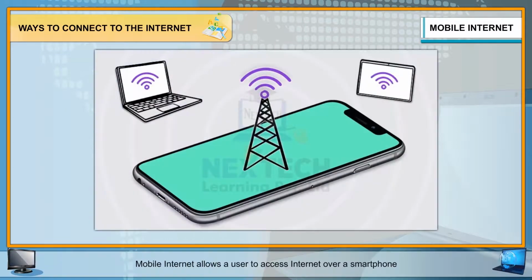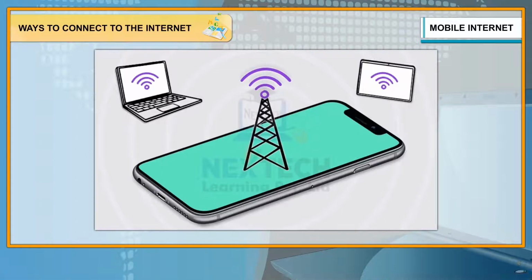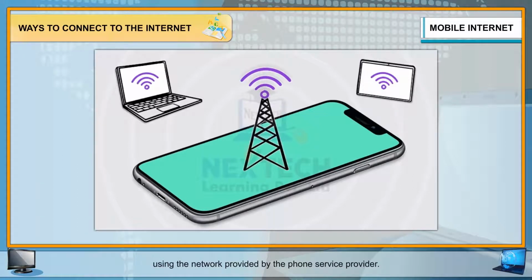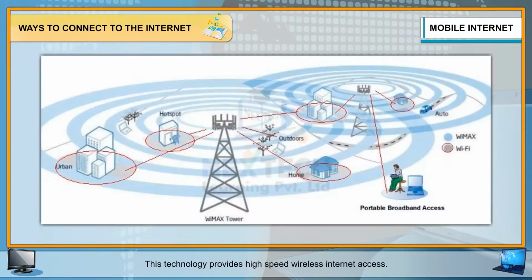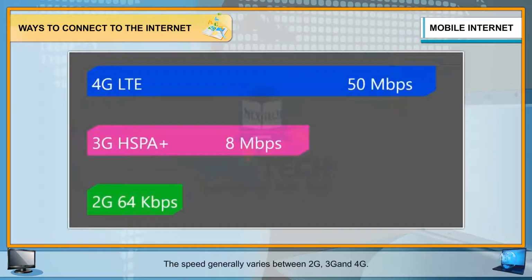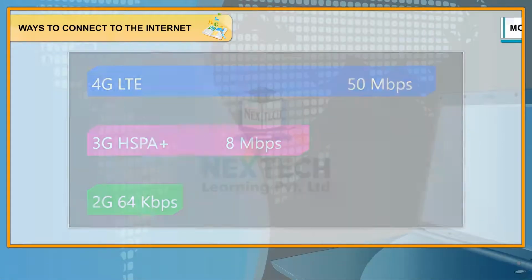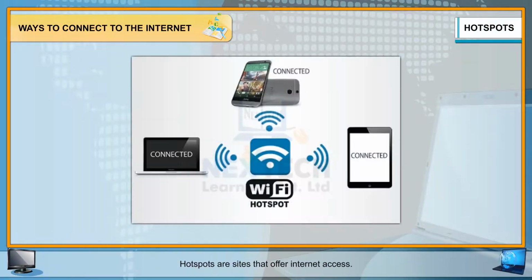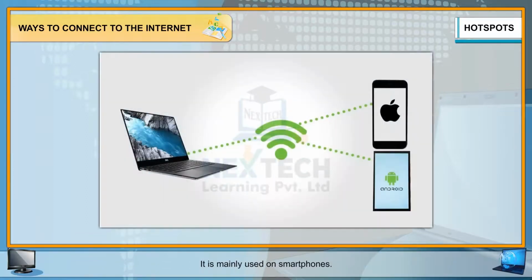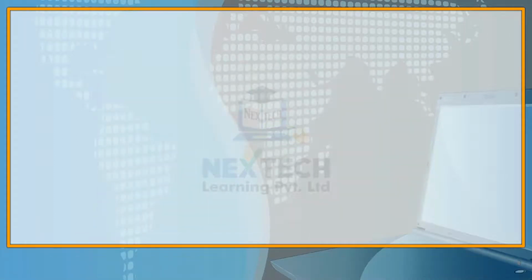Mobile Internet. Mobile Internet allows a user to access Internet over a smartphone using the network provided by the phone service provider. This technology provides high-speed wireless Internet access. The speed generally varies between 2G, 3G and 4G. Hotspots. Hotspots are sites that offer Internet access. It utilizes Wi-Fi technology which allows computers to connect to the Internet. It is mainly used on smartphones.